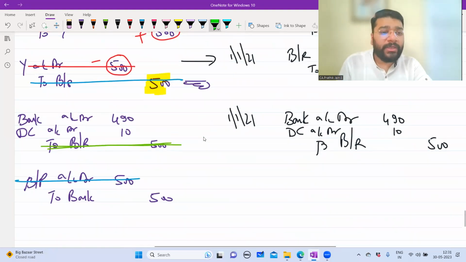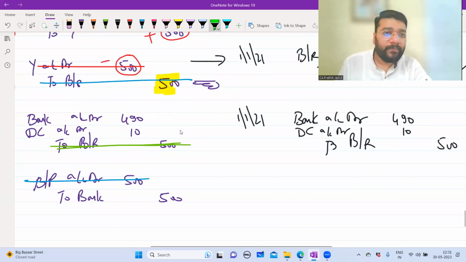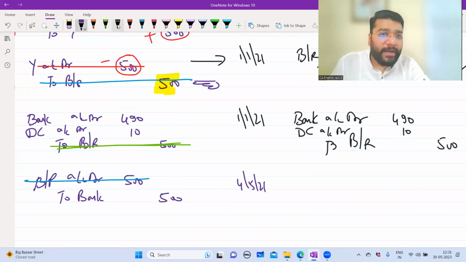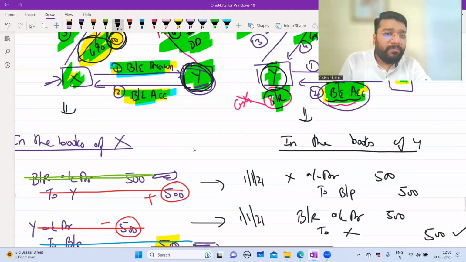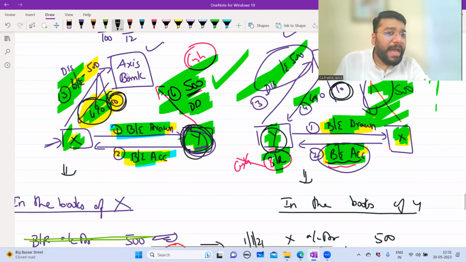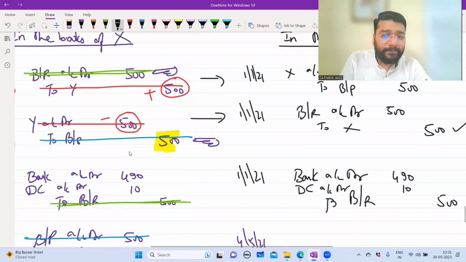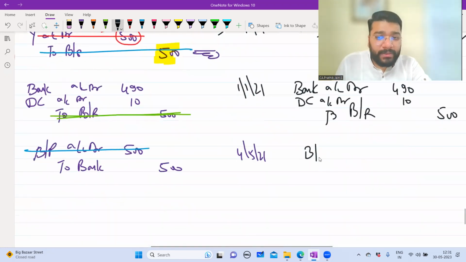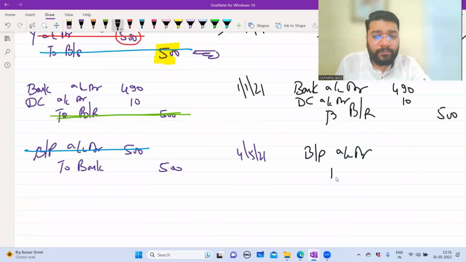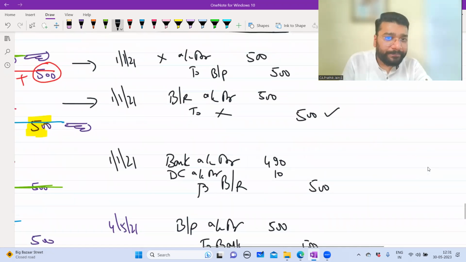So now guys, on the due date, what is the due date? 4/5/2021. Y is making the payment to Axis Bank. Why? Because Y has promised a bills payable. So Y is making a payment of 500 rupees against this bills payable. So what will be the entry? Bills payable account debit to bank 500. Now let's see if the accounts are knocked off or not.